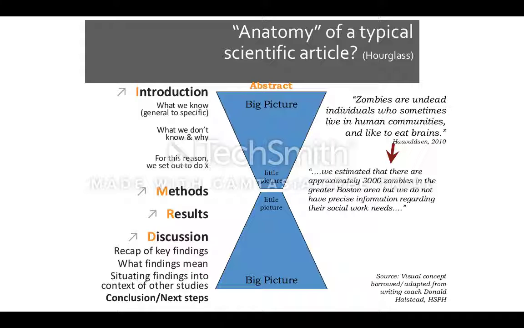And so we start very big picture. The abstract provides an overview of the article. And then we get to the introduction, which is very, very big picture. So here's the general topic area that we're in. The introduction gets a little bit narrower when it talks about what we already do know about this topic and what we don't know yet and why. And then at the very smallest piece of the hourglass, we have the end of the introduction where we say, here's what we set out to do and why.